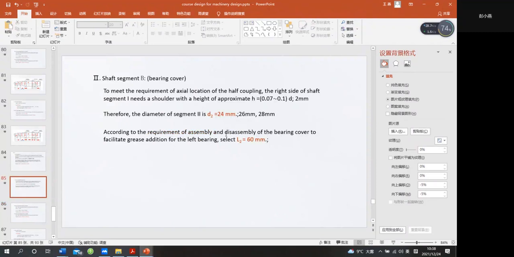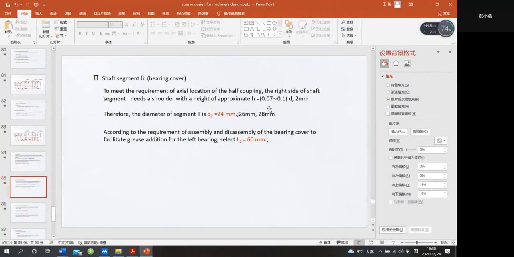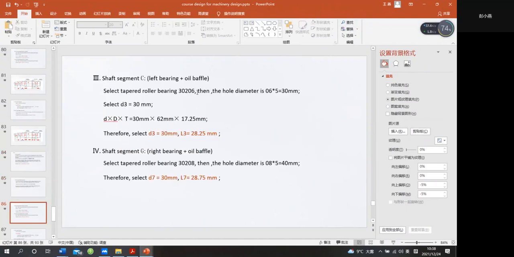If you choose the D1 at 24 and the D2 at 28, you also can choose 3.0 to 0.7 type bearing, and the hole diameter is 7 times 5, which is 35 millimeter. Okay, any problem? No. Okay.